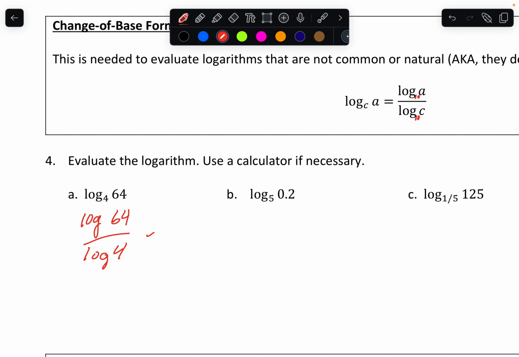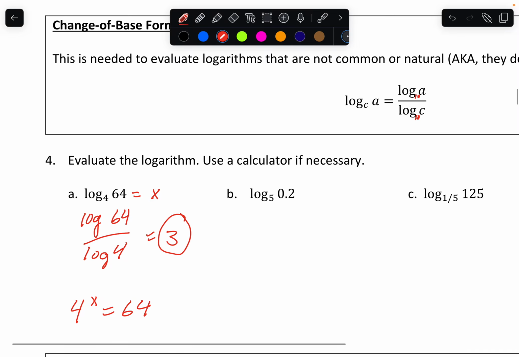Now, one of the things I want to mention is why this makes sense. Basically, we're asking the question: 4 raised to what number gives me 64? Again, this is just exponential form. 4 to what power gives me 64? Well, we could do guess and check and realize that 4 to the third power gives me 64, and that's why this works here. So the answer there is 3.